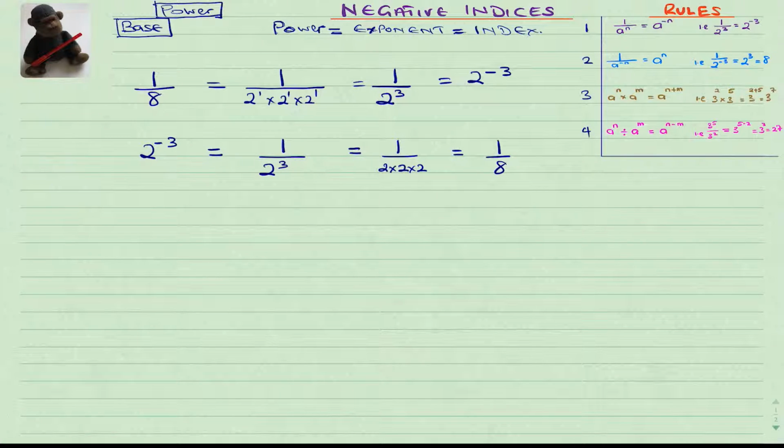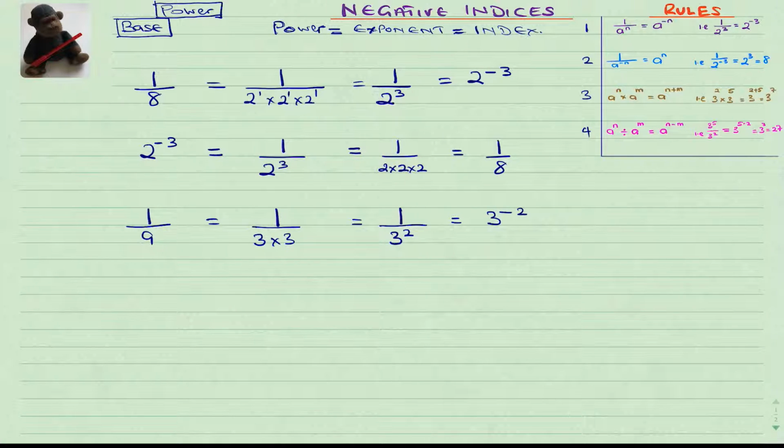Let's try another example. 1 over 9. In this case, 9 can be written as 3 to the power of 1 times 3 to the power of 1, and that becomes 1 over 3 squared, because we're adding the power, and that becomes 3 to the power of minus 2. Remember, you can always go back the other way.